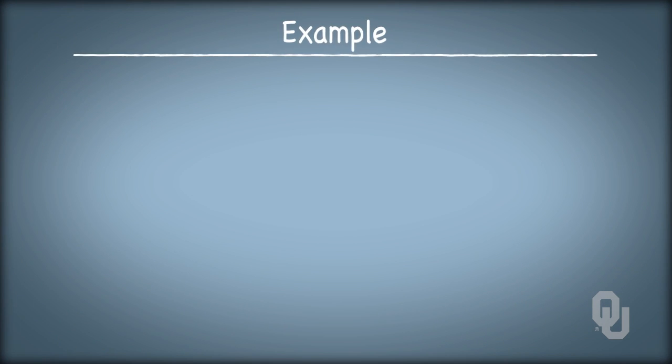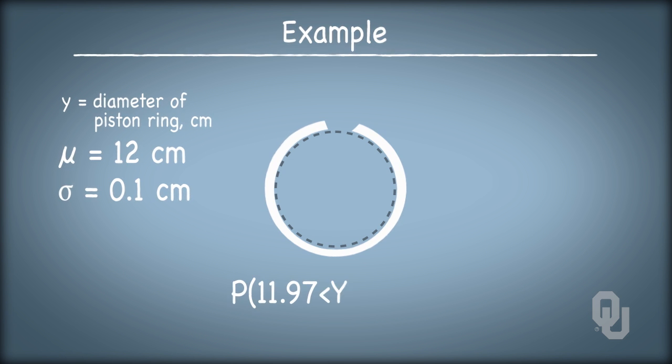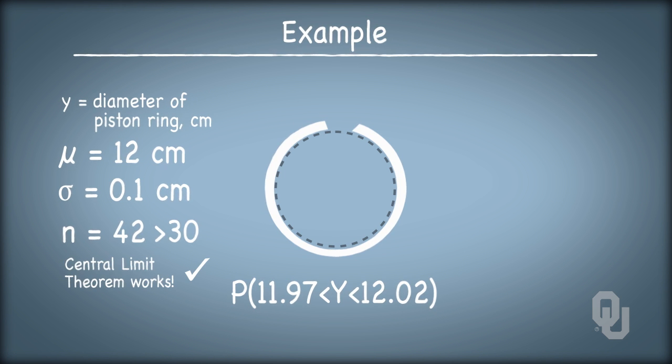A quick example. Let's say the inside diameter of a randomly selected piston ring is a random variable whose distribution has mean value 12 centimeters and a standard deviation of 0.1 centimeters. Those are population parameters. What is the probability that the mean of a sample that we pull from that population of piston rings will be between 11.97 and 12.02 centimeters when the sample size is 42? The sample size of 42 is bigger than the magic number of 30. So we assume that the distribution of the sample mean is normally distributed, regardless of what the original distribution was for the inside diameter of piston rings.